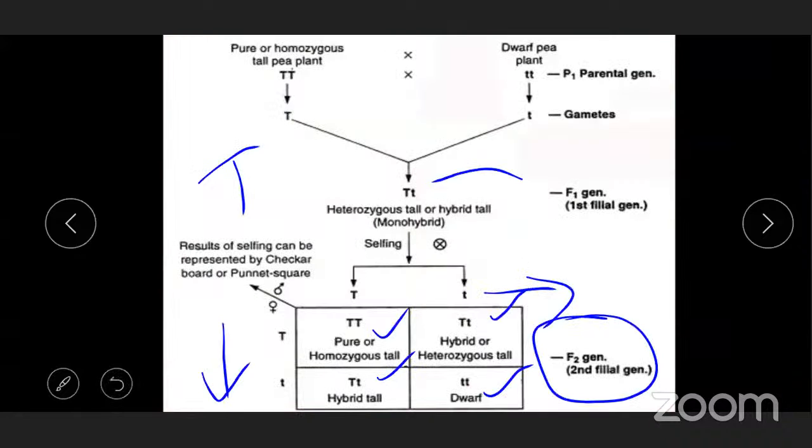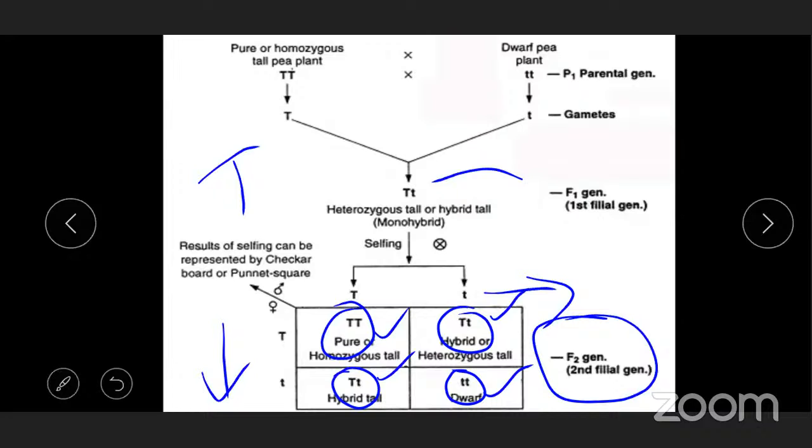So let us find out the ratios. What is the phenotype ratio? How many talls here? Capital T, capital T is tall. Capital T, small t is also tall. Capital T, small t is also tall. Small t, small t is dwarf. So 3 talls here and 1 dwarf here. The external appearance is known as the phenotype.